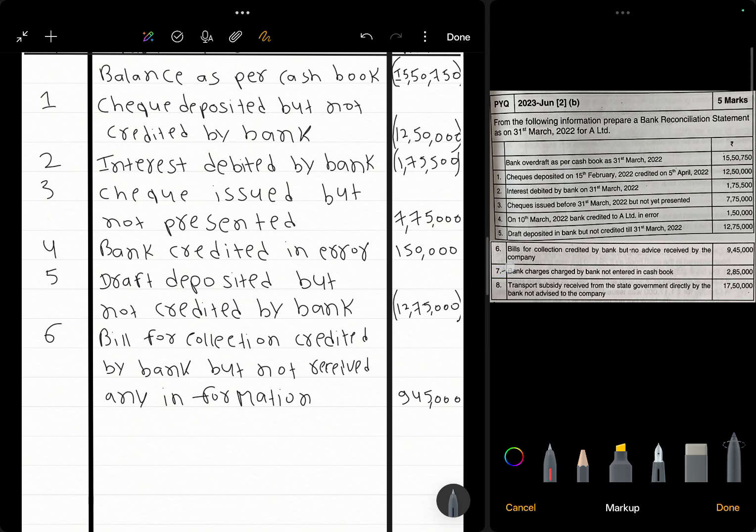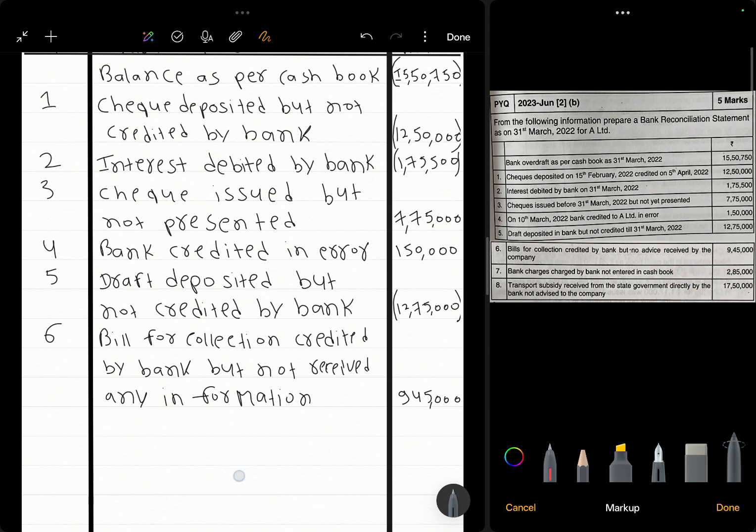Now come to the 7 number. Bank charges charged by bank not entered in our cash book. So what happened here? Bank charge means the amount has been deducted from our passbook, but we have not entered this amount in our cash book. So what are we going to do now? We are going to subtract this amount from our cash book as well.